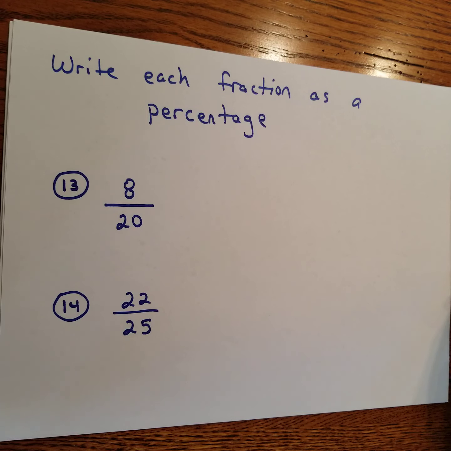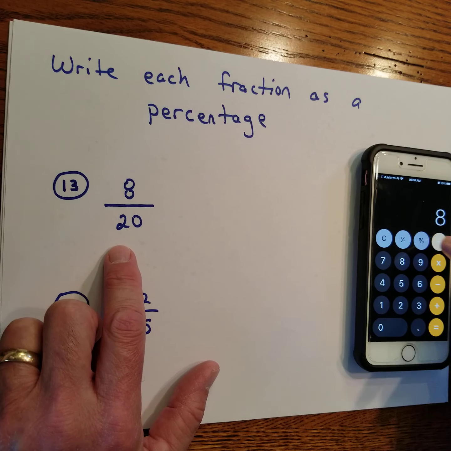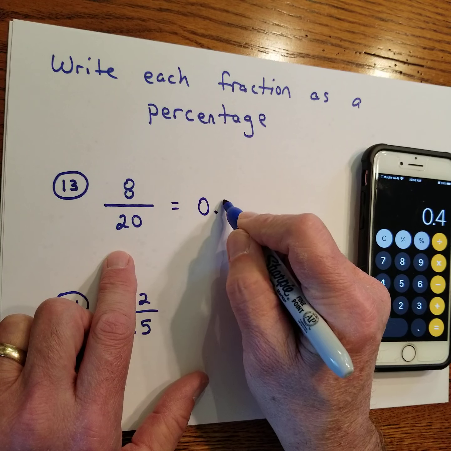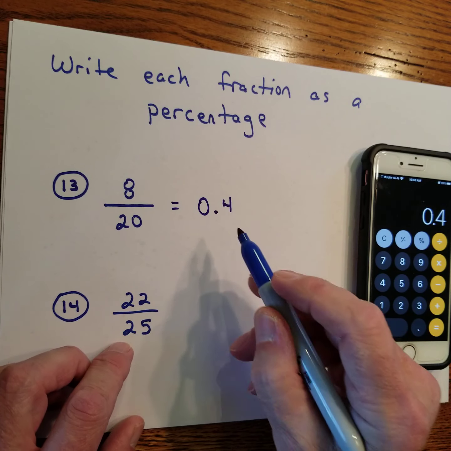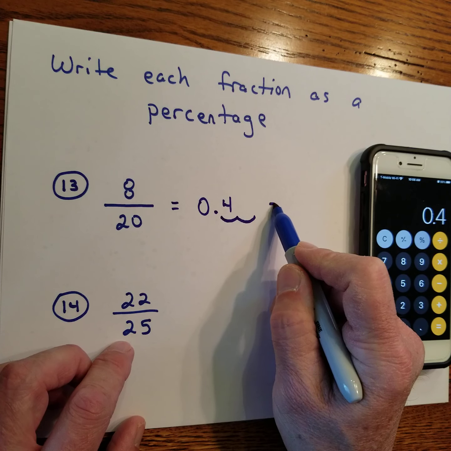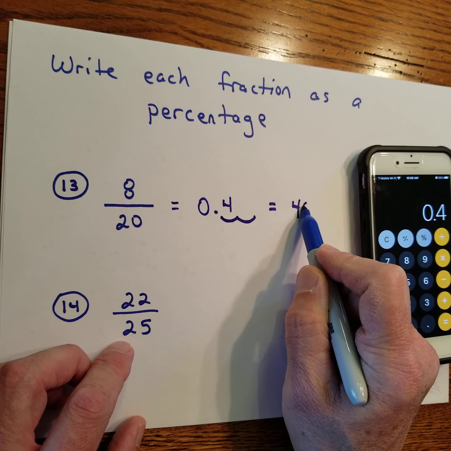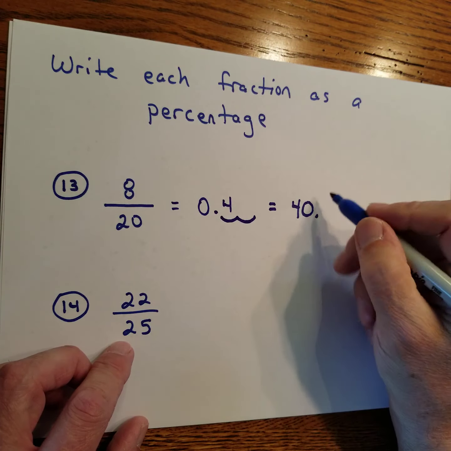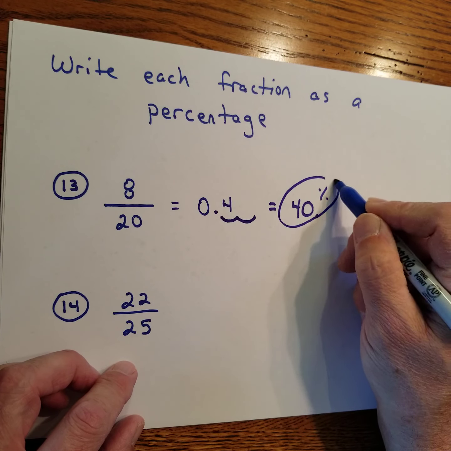To change a fraction into a percentage, we start by dividing. We'll go 8 divided by 20, which is 0.4. Then to change that into a percentage, we move this decimal point twice. Once, twice. Now when I move it twice, I have room here for another 0 before the decimal point. 8 out of 20 is the same as 40%.